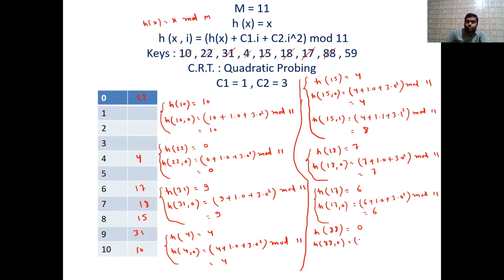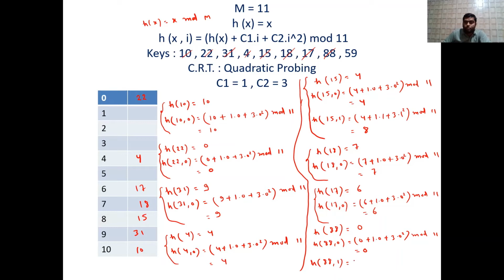So what will happen? H of 88 is 0 plus 1 dot 0 plus 3 dot 0 square, and mod of 11. So this will return you 0. At 0 it is already occupied, so there is a collision. So H of 88 comma 1.